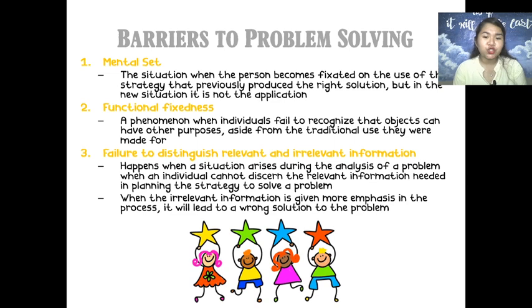Failure to distinguish relevant and irrelevant information. So, more likely, kapag sa problema, hindi natin nalalaman kung ano ba yung mga information na mas mahalaga to resolve the problem. Say, for example, nagkaroon ng stain yung damit mo. Okay? Kaya yung problema, pag nakita yun ng nanay mo, alam mong pagagalitan ka. So, nagkakaroon ng failure to distinguish relevant and irrelevant information.